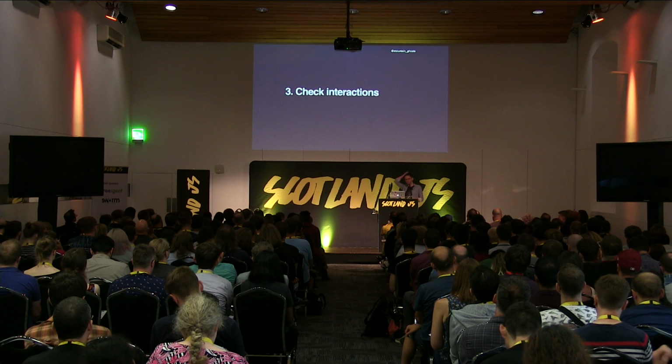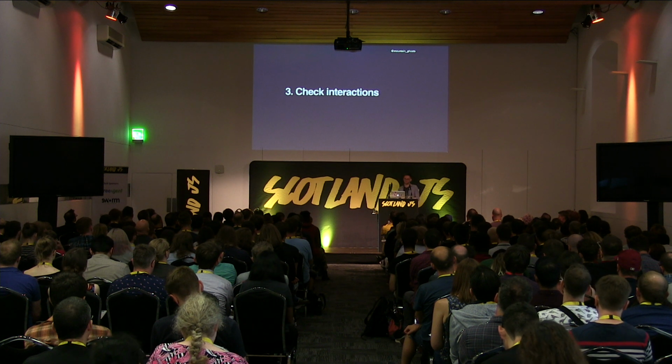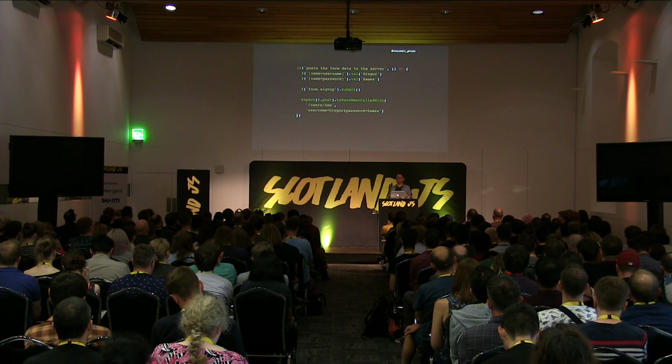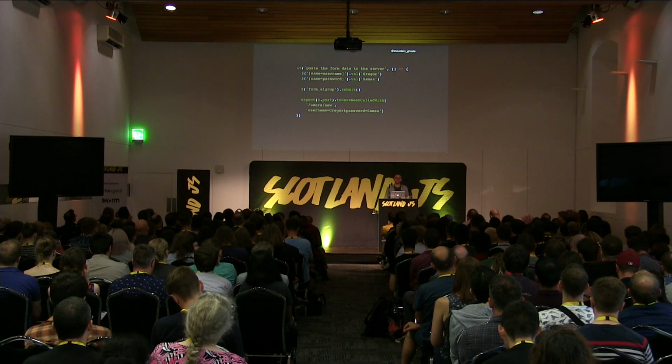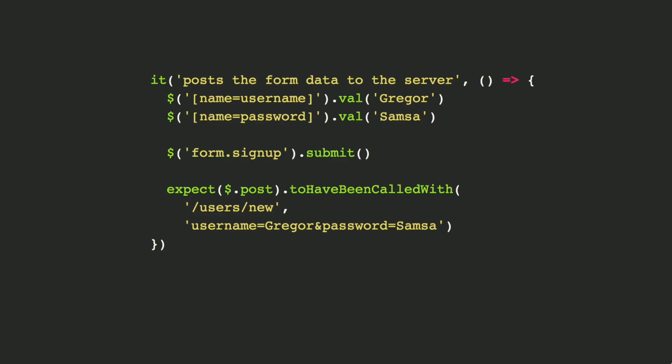So once you've isolated your code from the environment, you can check the interactions. We want to check that when we fill out data in the form and submit it, it sends the right data to the server. We can do that using jQuery to fill out values in the form and trigger the submit event. And then we can check that the post method was called with the data that we expect.